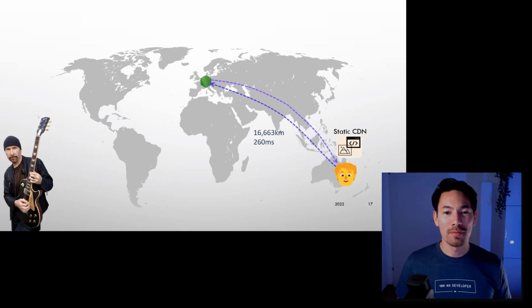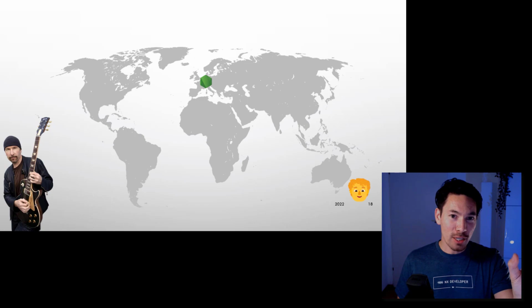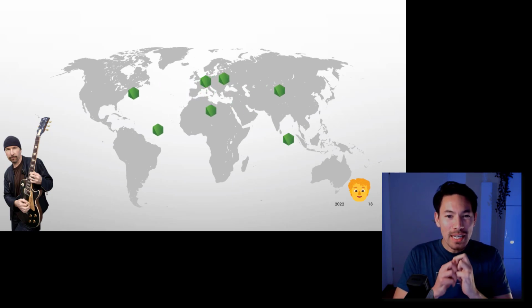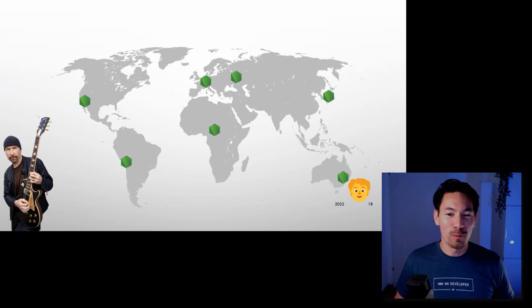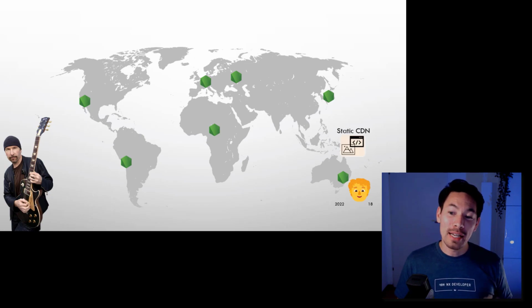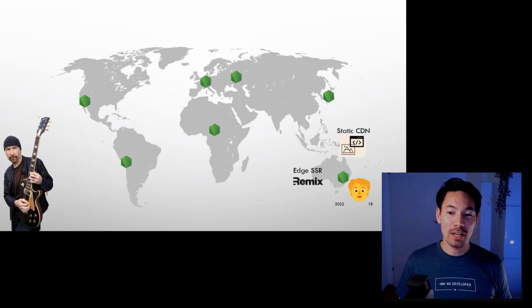How can we solve this? Well, what if we could do the rendering not only in our origin server in Central Europe, what if we could render right there at the edge? As if we'd taken our Node server and scattered it around the world. That would be cool. That's what we can do now. So as well as our static CDN, we can also render our page right there on the edge with something like Remix, Edge SSR, server-side rendering.